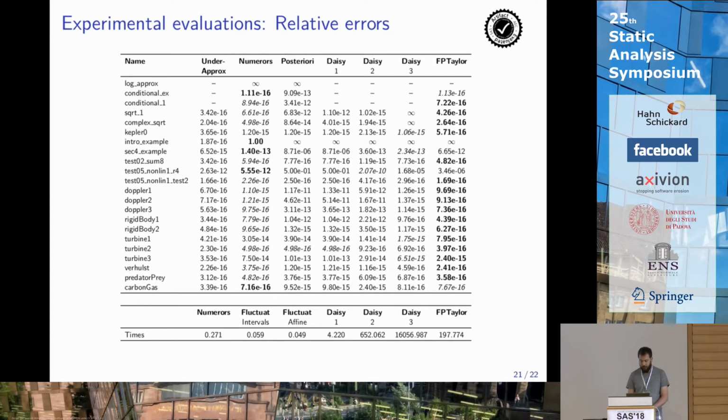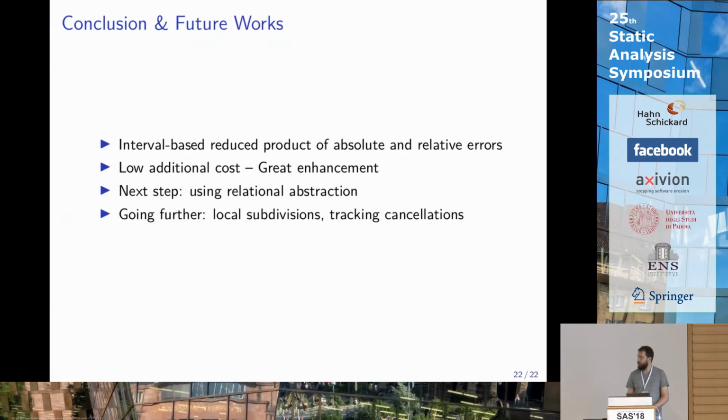So, in conclusion, I've been too quick, I think. We developed and implemented an interval-based reduced product between absolute and relative errors, which gives us great enhancement on absolute error bounds for low cost. The next step is to use relational abstraction like zonotopes in Fluctuat. And to go further, we think to explore tracking cancellations and local subdivisions.